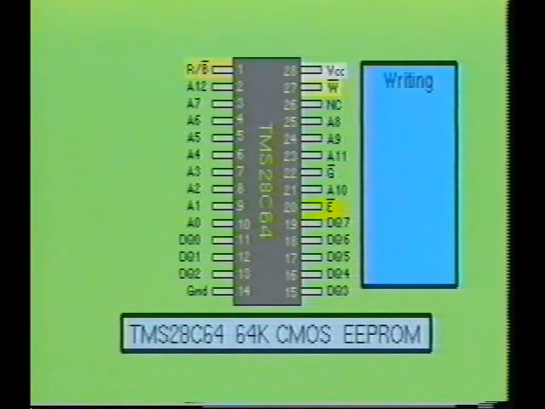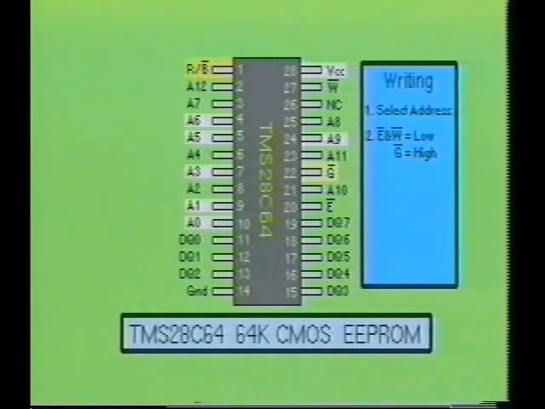To program the EEPROM, you must first select the desired address to which the information is to be placed using address inputs A0 through A12. Next, the chip enable input not E and the write input not W are brought low. Also at the same time, the output enable pin not G is brought high. Third, the data to be stored is placed at the input-output pins DQ0 through DQ7.